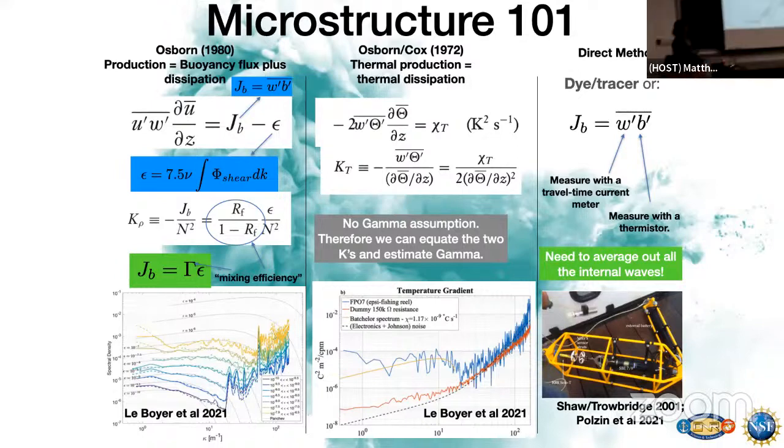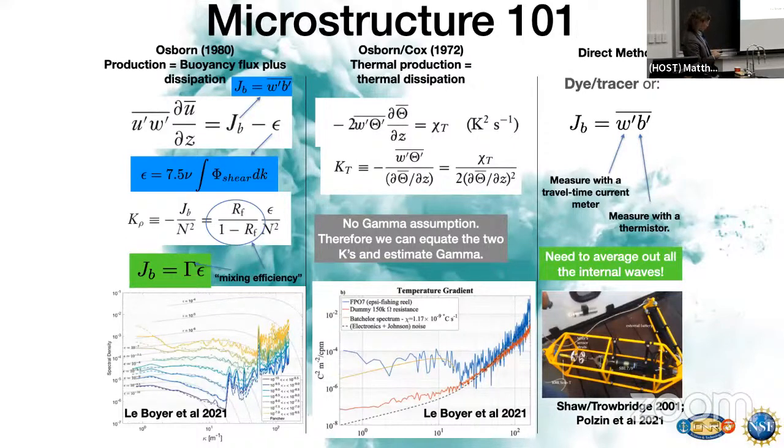The first model is this paper by Tom Osborn in 1980, where there's reasons to think that the buoyancy flux and epsilon are linearly proportional to each other through this constant called gamma, which is the mixing efficiency. So what that says is if I have a watt of power that's going into the dissipation, I will get 0.2 watts of actual increase of potential energy of the system due to mixing.